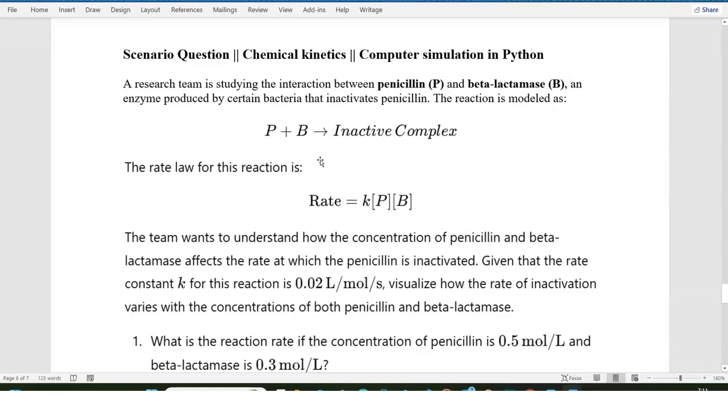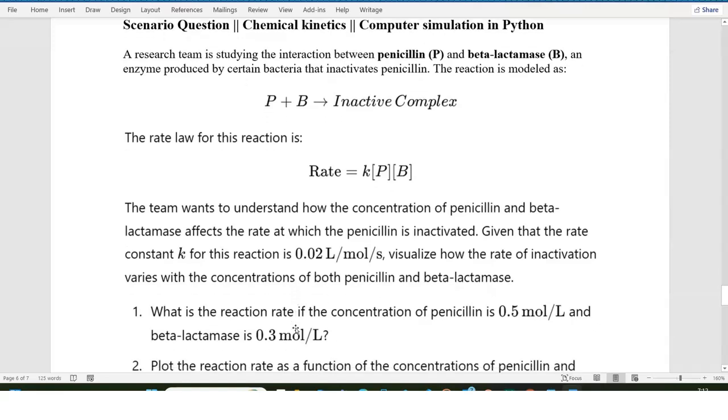The reaction is modeled as P plus B, giving you an inactive complex. The rate law for this reaction is: rate is equal to K times concentration of P times concentration of B. The team wants to understand how the concentration of penicillin and beta-lactamase affects the rate at which penicillin is inactivated. Given that the rate constant K for this reaction is 0.02 liters per mole per second, visualize how the rate of inactivation varies with the concentrations of both penicillin and beta-lactamase.